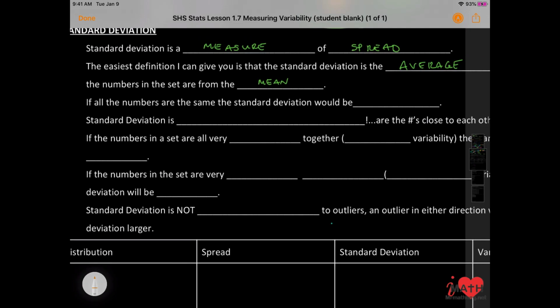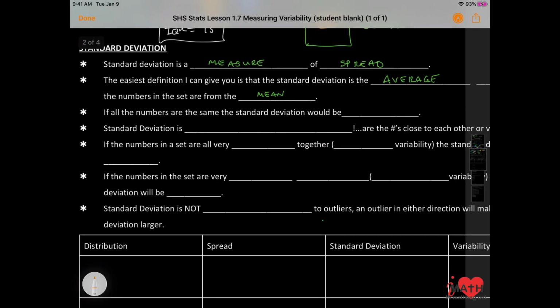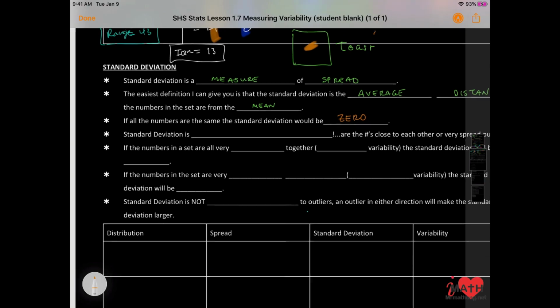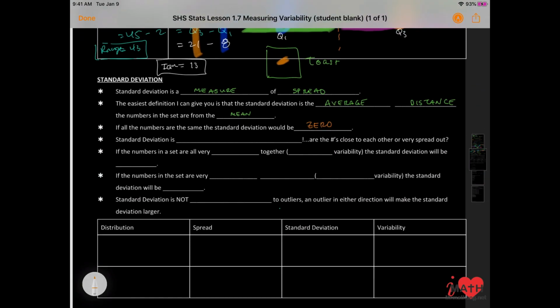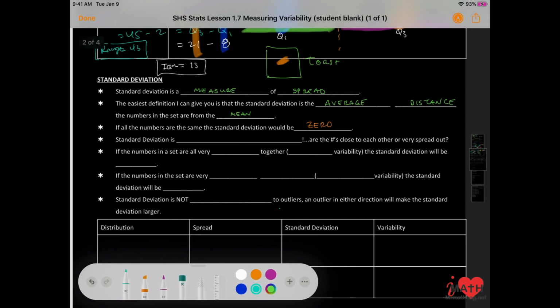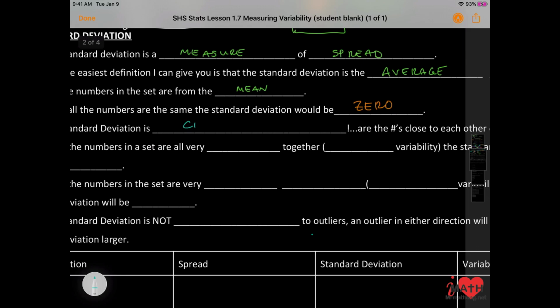Okay, if all the numbers are the same, the standard deviation would be 0. There's no spread, there's no variability, there's no different numbers. Okay? The standard deviation is consistency.